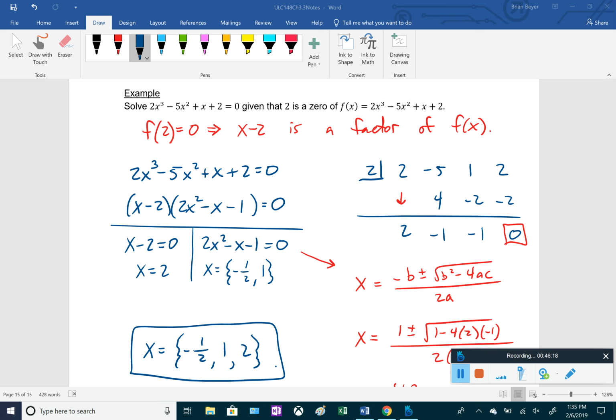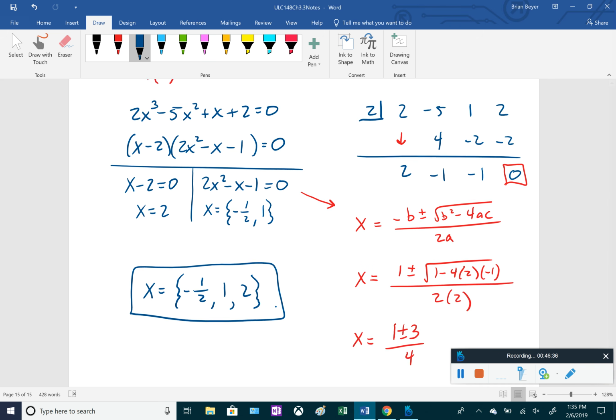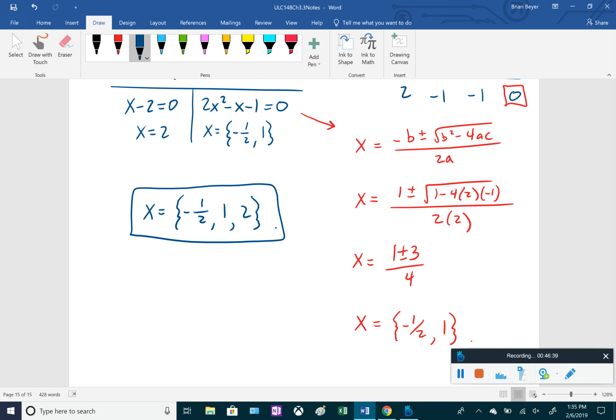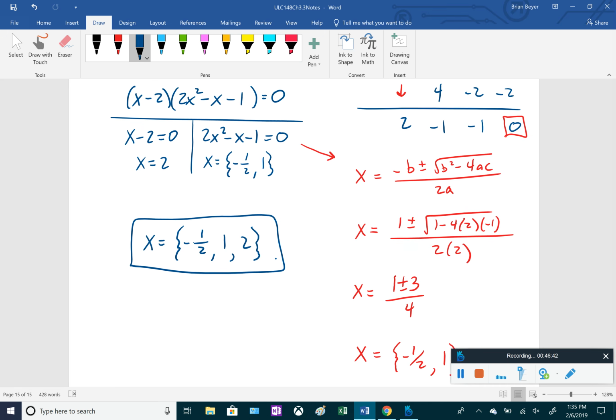And here's the final answer. If f of 2 equals 0, which was told to us, that means that x minus 2 is a factor of f of x. So I set it up over here on the left once again. I used synthetic division to find the quotient, which is the other factor, and then I set that quotient equal to 0 to find the other zeros. I used the quadratic formula again, so I got the answers of negative 1/2, 1, and 2, and the 2 was told to us in the question.